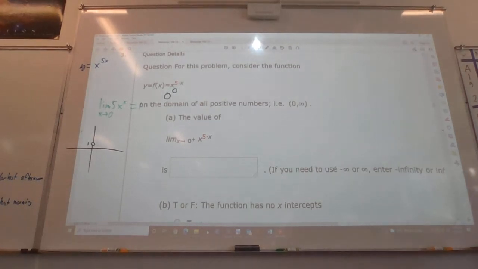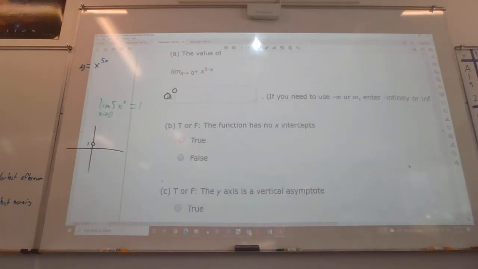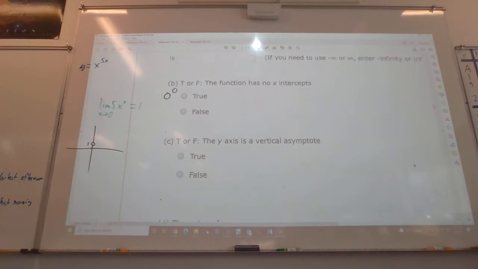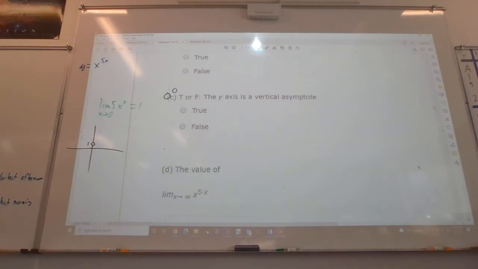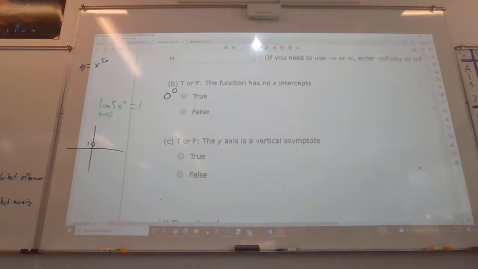Now let's see what else we want to know. Are there intercepts? Now we've got to look at the intercepts, asymptotes, and what happens as we go to infinity. So in other words, we know it starts here. Are there any x-intercepts? Does it go down and go through 0? Can this thing ever be negative?